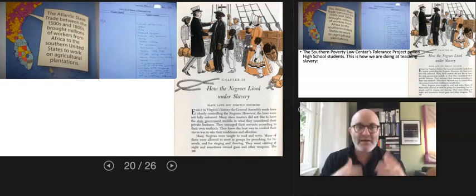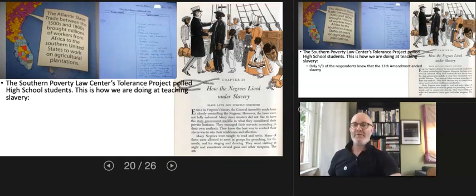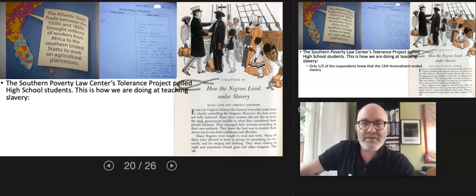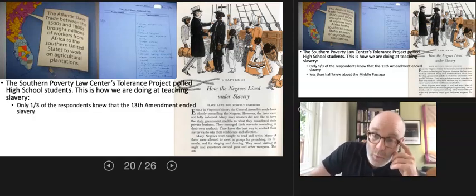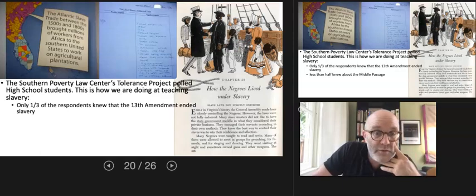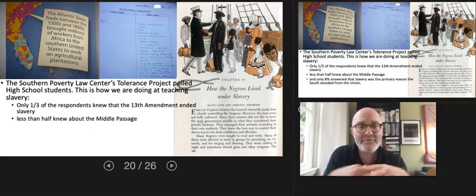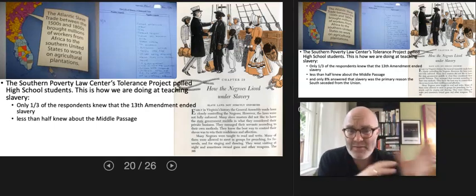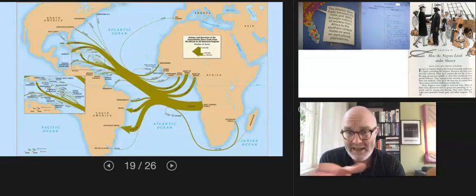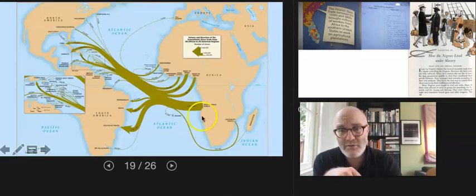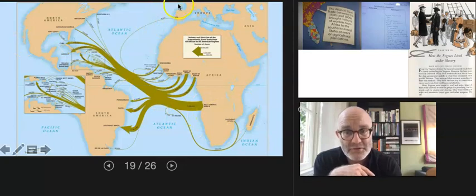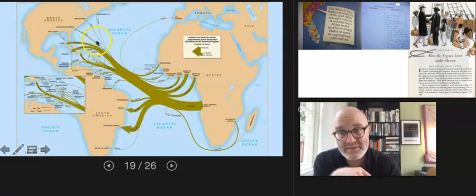Again, this is a reason why people have, like the SPLC, the Southern Poverty Law Center, did a school survey recently, and they found that only a third of respondents knew that the 13th Amendment ended slavery. You might not know this yet, but this is people who have taken U.S. history already. The 13th Amendment abolishes slavery. It's super famous. Less than half knew about the Middle Passage, this thick arrow from here to there. First leg of the passage is from Europe to Africa, the Middle Passage, and then back.